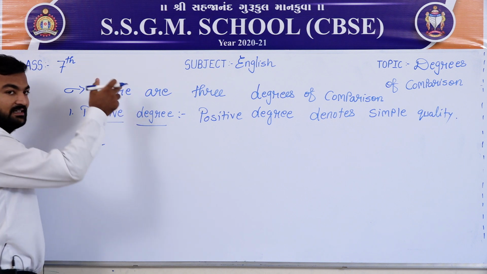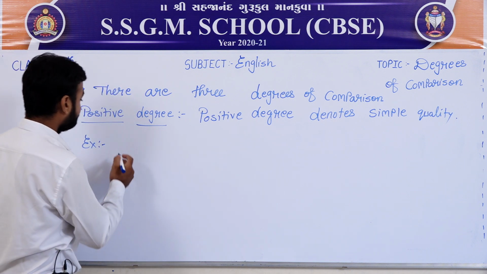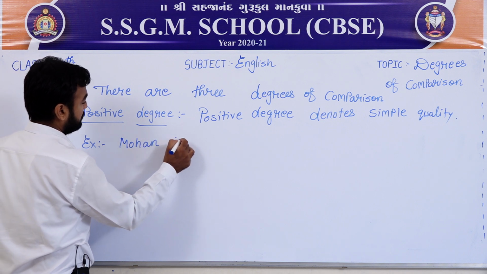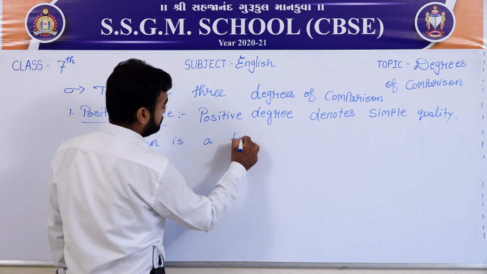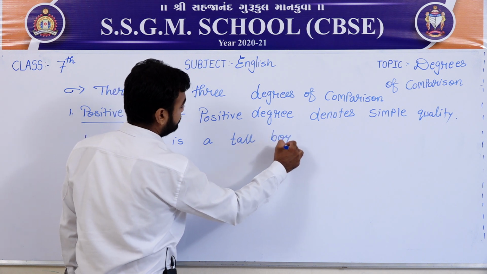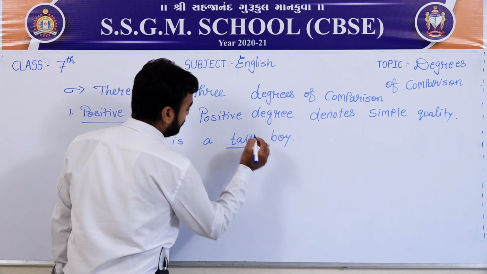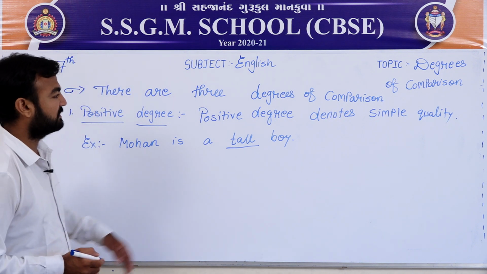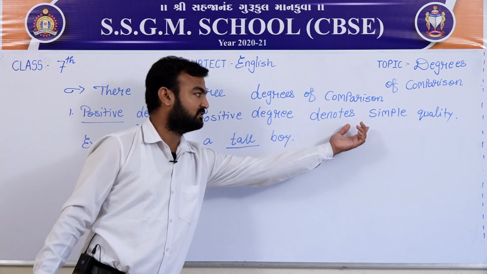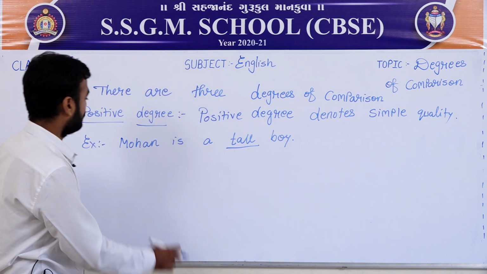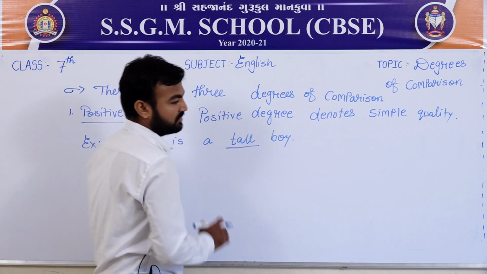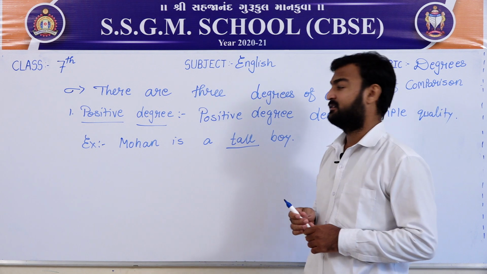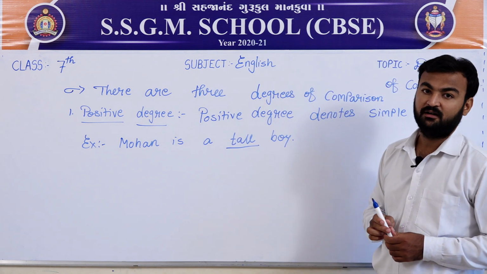Now I am writing an example, using the same example which I explained before. Mohan is a tall boy. Here tall is known as positive degree. Why? Because it denotes just a simple quality of Mohan, that Mohan is a tall boy, means he is tall. So this is known as positive degree.